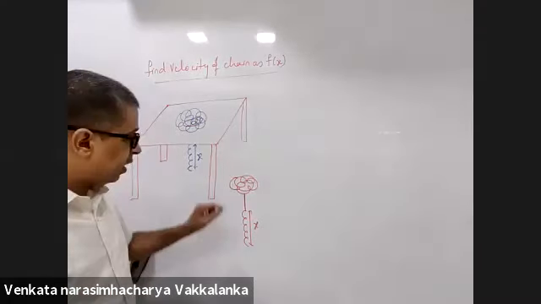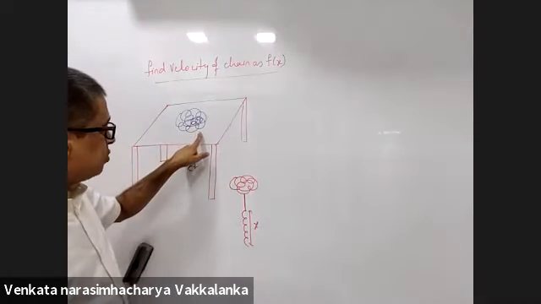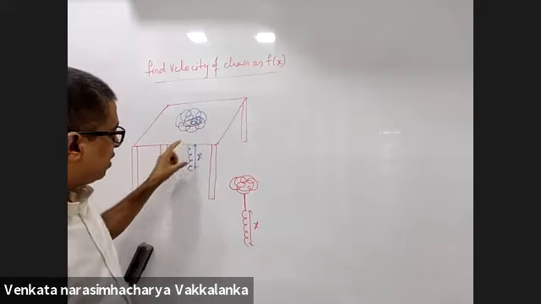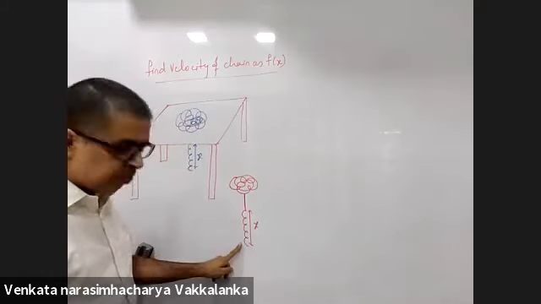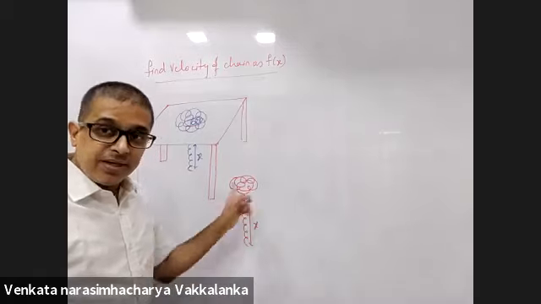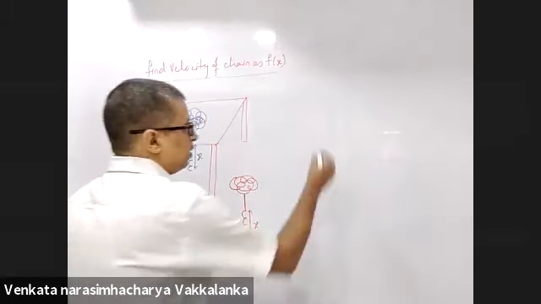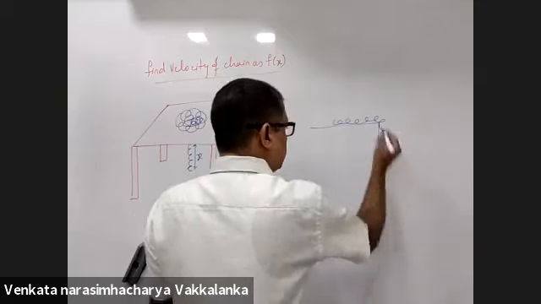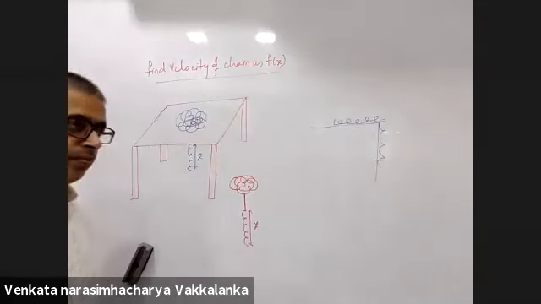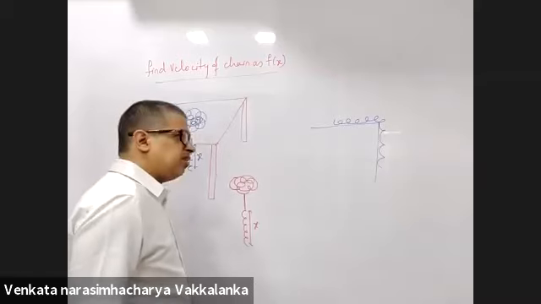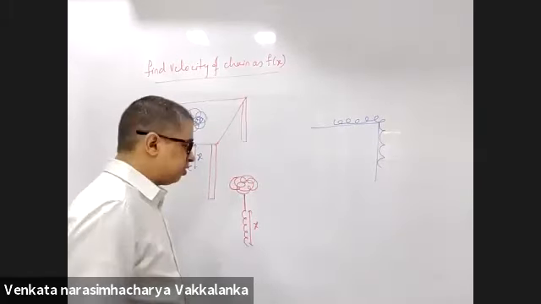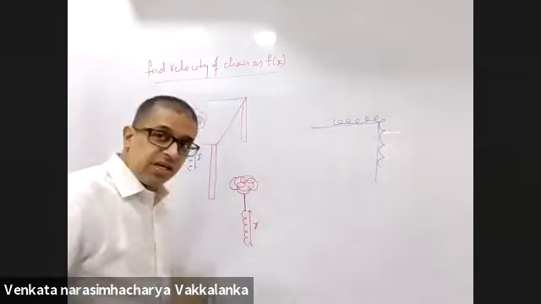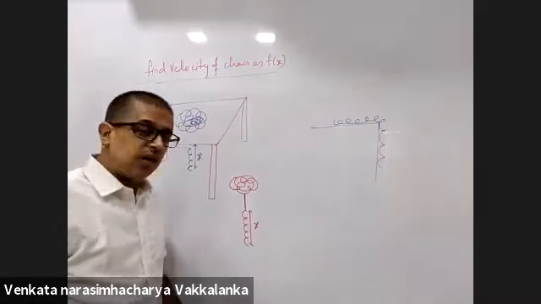Okay, listen. Now, see, this heap of a chain is at rest. The lower part of the chain is moving. There is a difference between the two situations. Here, every part of the chain is moving with the same velocity. Here, every part of the chain is not moving with the same velocity.